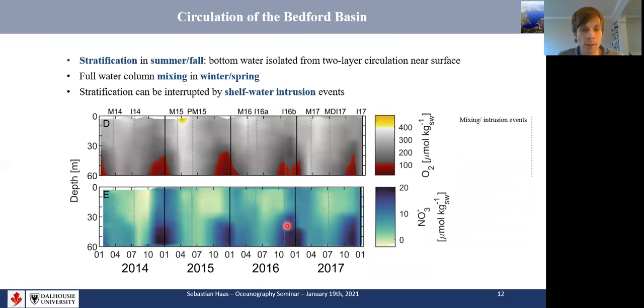And this is kind of how this plays out over this study time frame, where we did these weekly measurements between 2014 and 2017 in the Bedford Basin. On the y-axis, you see depth in the center of the basin. And if you look at the oxygen concentration in the top panel, you see how oxygen decreases during the summer of each year to minima in the fall and winter due to aerobic respiration, taking up oxygen, and insufficient replenishment with oxygenated water due to the stratification.